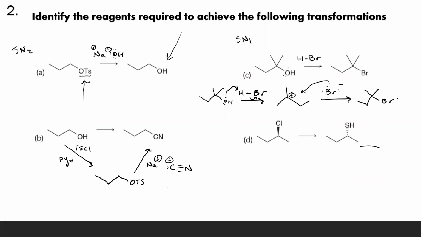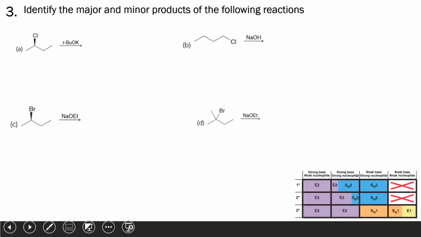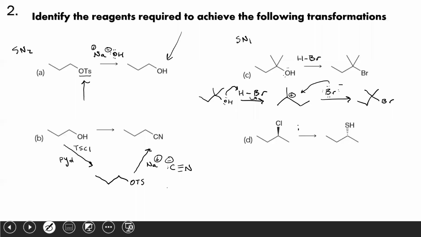D. First thing that stands out to me with this problem is the inversion of stereochemistry. So obviously that should be screaming out to you that an SN2 process has occurred. So in this case, we know we just need a really strong nucleophile, and we can use sodium, this guy here.